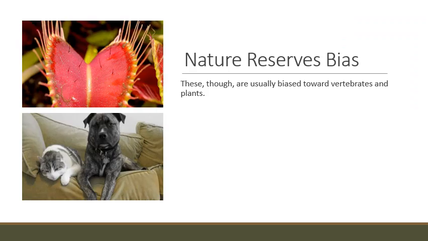It's important to note, though, that natural reserves have a bias. They are typically biased toward vertebrates and towards plants because that's what people care about. They like cute, fluffy things they can pet. They like beautiful things they can look at. Nature reserves tend not to favor organisms that are microscopic, and they tend not to favor organisms that are ugly.